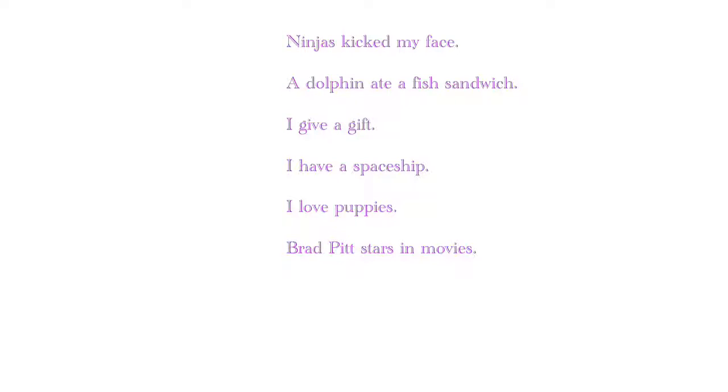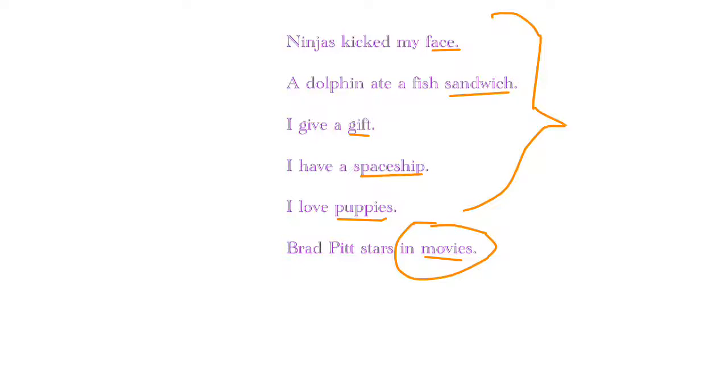Here are a few more examples of sentences with direct objects. And I'll underline the direct objects here. And here, this last example, Brad Pitt stars in movies, is actually not a direct object. This is a prepositional phrase and an object of a preposition, which we'll get to later. So as you can see, not every sentence needs to have a direct object, but many sentences do.